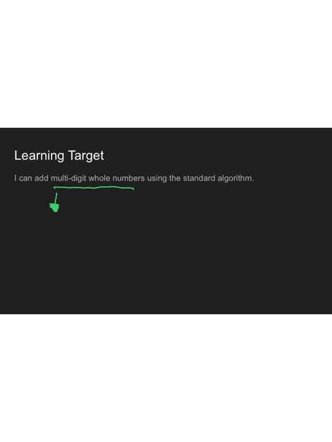So today we're also talking about using the standard algorithm, and the standard algorithm means that it is the kind of normal, or maybe traditional is another word we could use for standard. So this is like the basic way of doing addition.